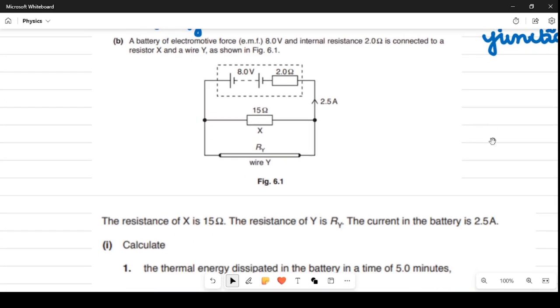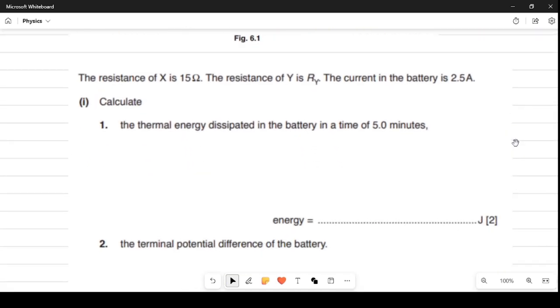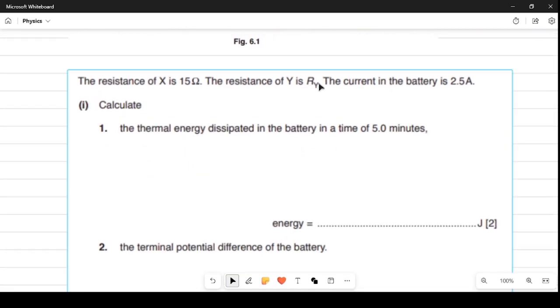A battery of electromotive force 8 volts and internal resistance 2 ohms is connected to a resistor X and wire Y. So you have an X, you have a Y. 8 volts is the EMF and 2 ohms is the internal resistance. 2.5 amperes is the current. 15 ohms is the resistance of X. So the resistance of X is 15 ohms and the resistance of Y is RY. The current in the battery is 2.5 amperes.